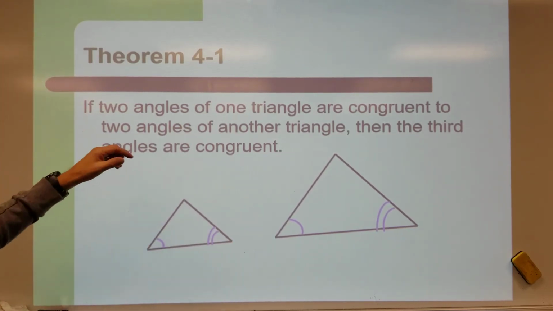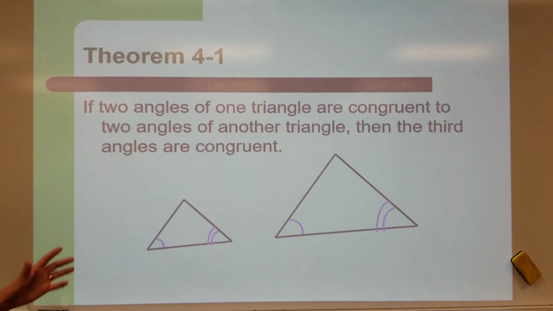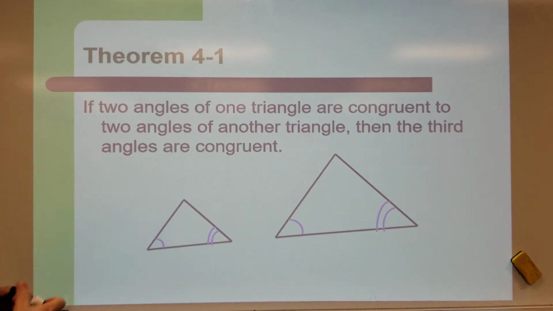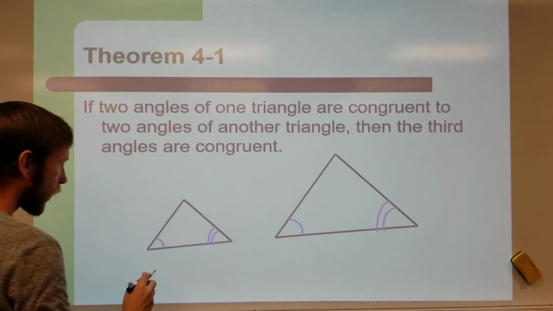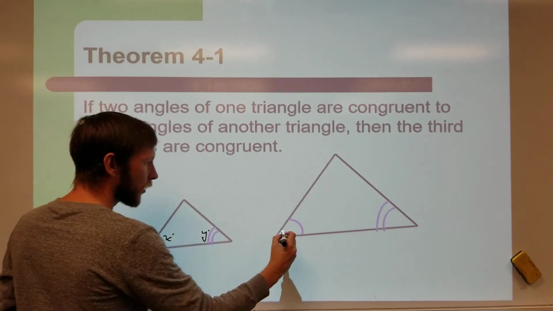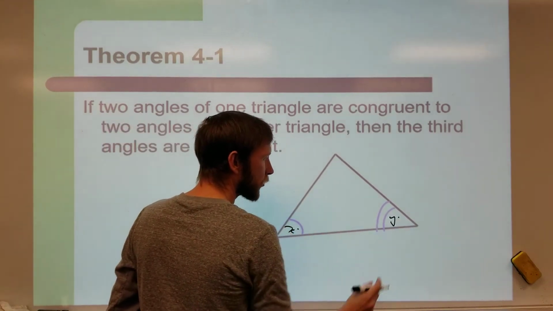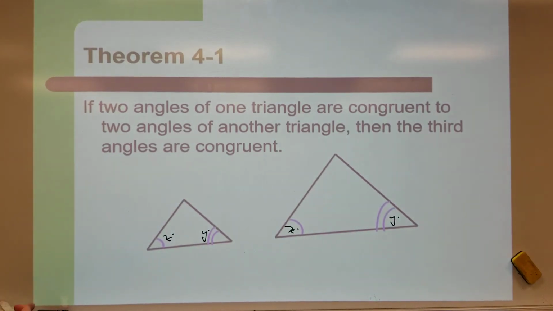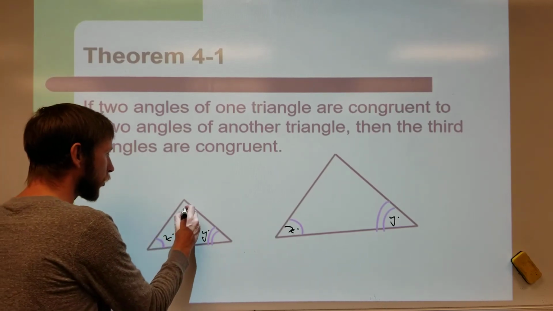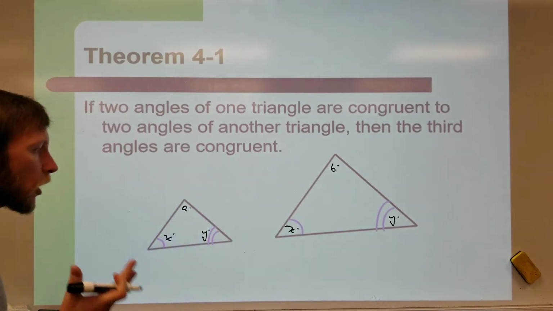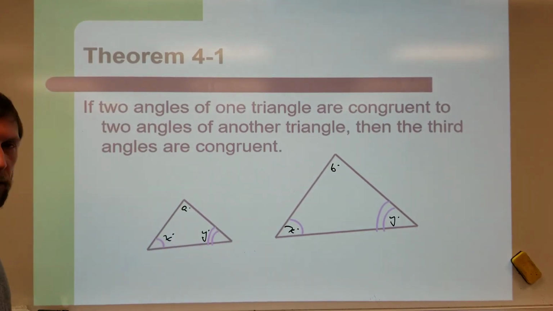All right, so if two angles of one triangle are congruent to two angles of another triangle, then the third pair of angles will be congruent. So here's what I will say, all right? If this is x and this is y degrees, then this is x degrees and this is y degrees, all right? If we know that those angles are congruent, then we know that their measures are equal, all right? Now what I'm going to do here, though, is I'm going to have this angle is a degrees and this angle is b degrees.